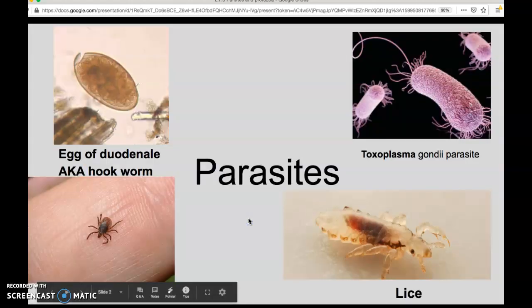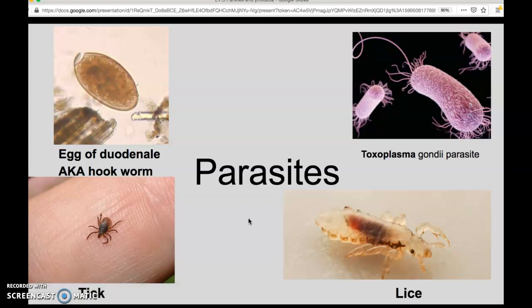So here we start with parasites. I have a couple of examples for you that you may or may not know. A tick is actually a parasite. Lice is a parasite. This is a duodenum, and that's a hookworm. That is a parasite, so that would be the egg of it. And toxoplasma, or the Gandhi parasite, is actually caused by ingesting, or one way or another getting, cat feces inside of your mouth. So if you didn't wash your hands after you changed the cat litter or something like that, you might end up with a nasty parasite.